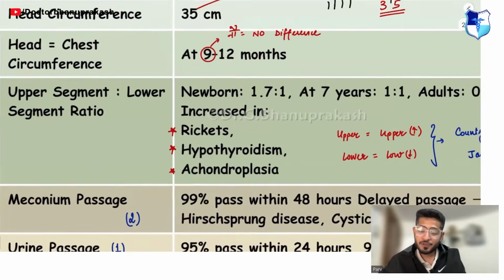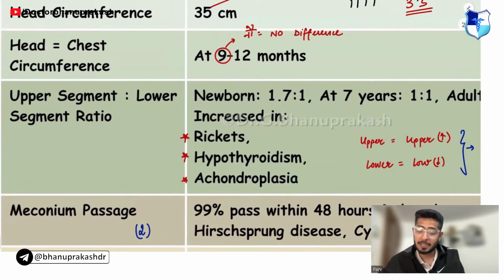Head is equal to chest circumference at what age? This is an FMGE question. It was asked in FMGE when the head circumference becomes equal to the chest circumference. So remember, at 9 to 12 months, there is no difference between the head and chest circumference. They become equal. So remember, no means no difference. Head and chest circumference becomes equal at 9 to 12 months.